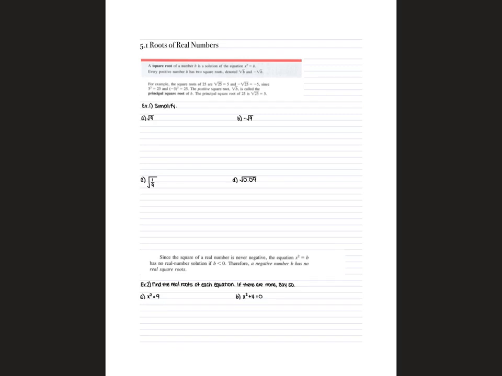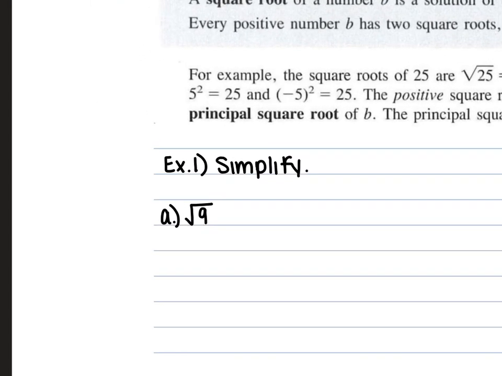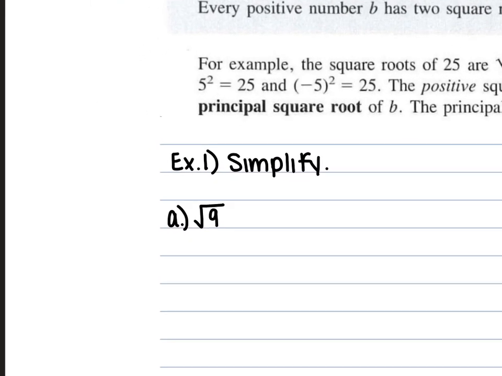5-1 roots of real numbers. When we are taking square roots of something, we have to make sure that we are expressing this as both a positive and a negative. We have different parts of these radicals. Our index is the little number that's on the outside of that radical sign. Sometimes you do not have an index, and when you don't, it's automatically a 2.